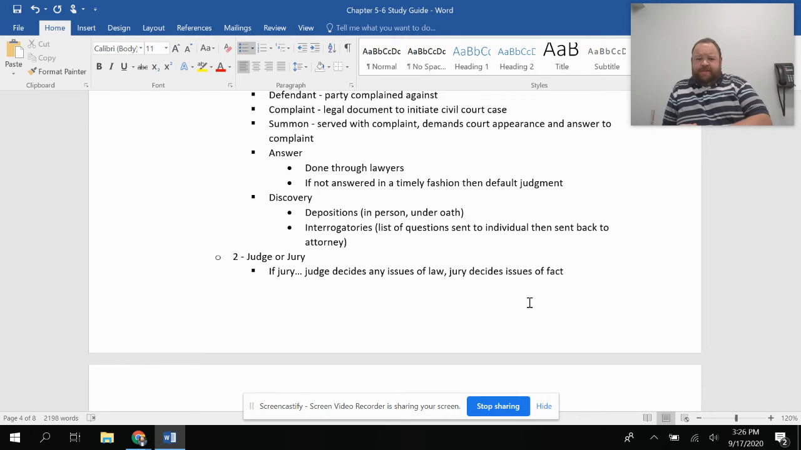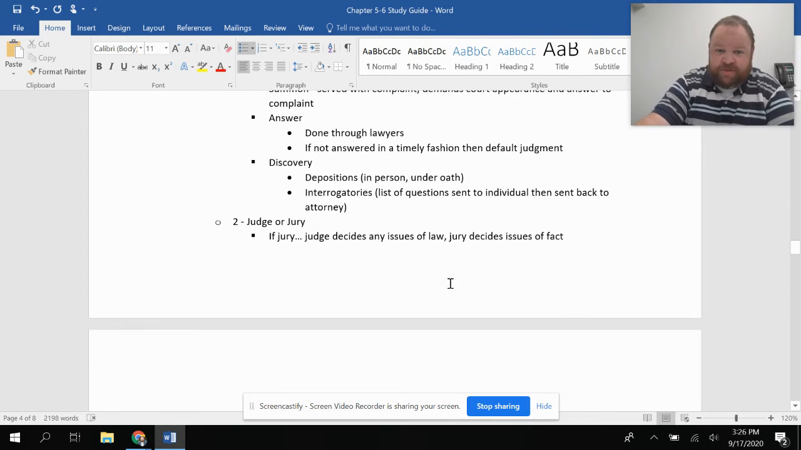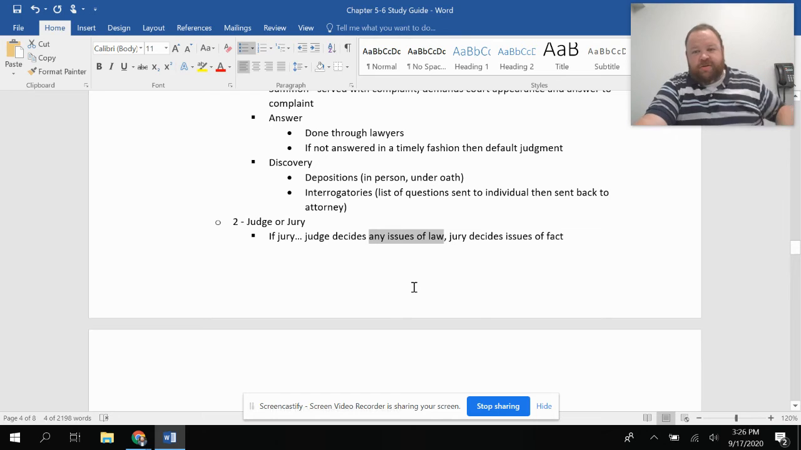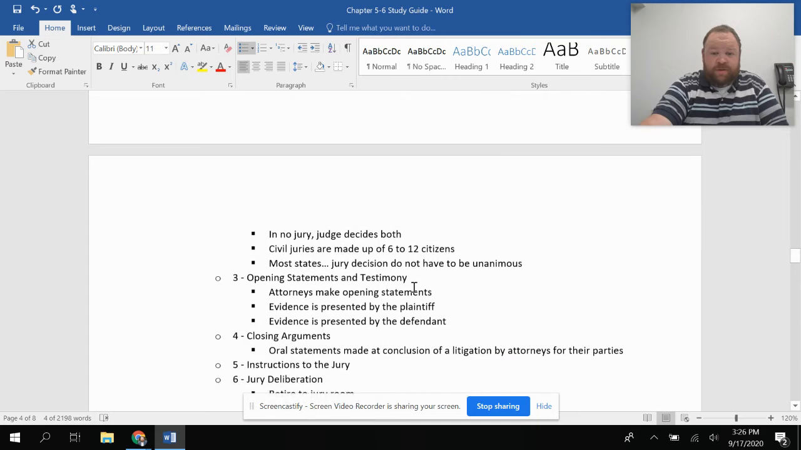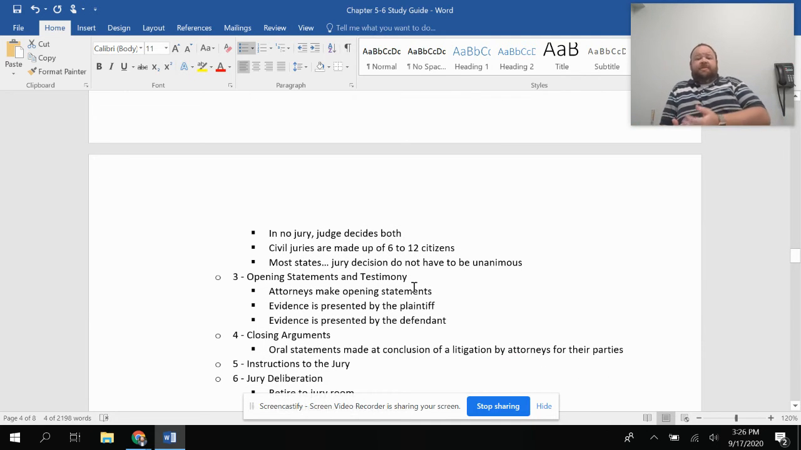So that is discovery. We talked about judge and jury trials, right? So if it's a jury, they decide the issues of fact. Judges decide the issues of law. So it's just like a criminal trial, right? The jury is listening to all the facts and trying to come up with their conclusion, while the judge monitors the courtroom and makes sure that everyone is doing things that are legal. Sometimes there's no jury, and if that's the case, then the judge decides both the law and the facts.